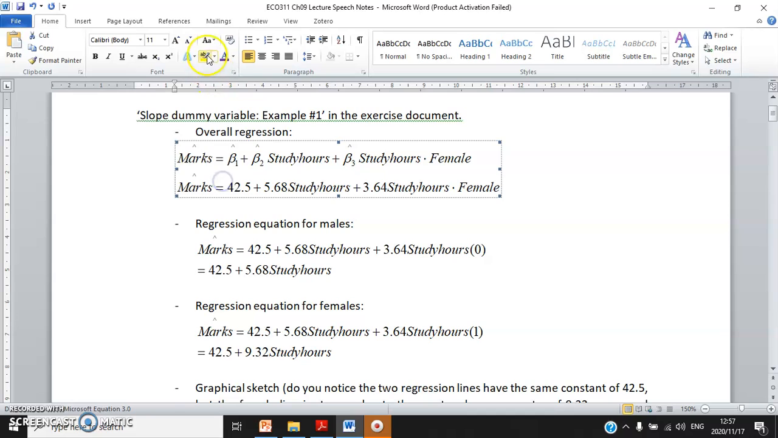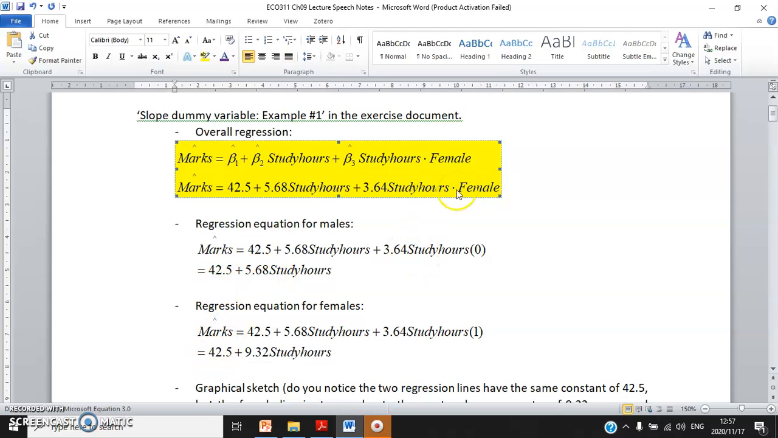And then from this overall regression, I can derive the regression for each gender, starting with male. So marks-hat equals 42.5 plus 5.68 study hours plus 3.64 times study hours times this female dummy. The dummy is 0 because the person is male, or the focus group is male. So this whole term falls away, and this is my regression equation for the male. And then for the female, this female dummy equals 1, then this term would become 3.64 study hours. Then you add 3.64 study hours to 5.68 study hours, and you have a steeper slope now. Compare the two, please. Do you see 9.32 study hours? But the constant is the same for the two.